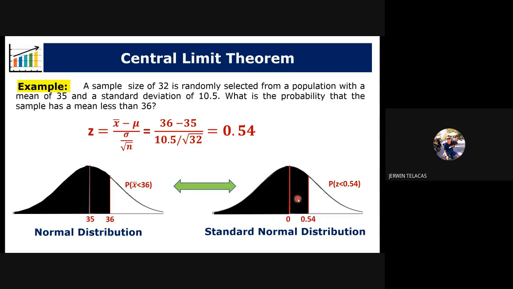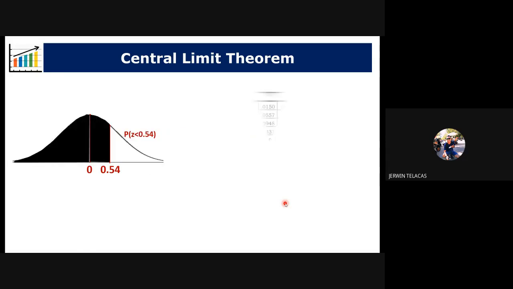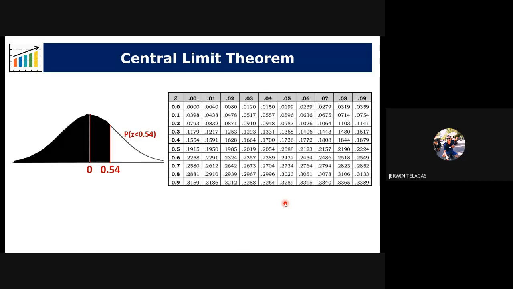And in this case, sa standard normal distribution natin, this portion represents the area that is less than 0.54. Okay. So that is the normal distribution. Now, we can now use the z table. So what is the area? So there's a need for us to find the area between 0 to 0.54. So what is the area between 0 to 0.54? Anyone? What is the area between 0 and 0.54?